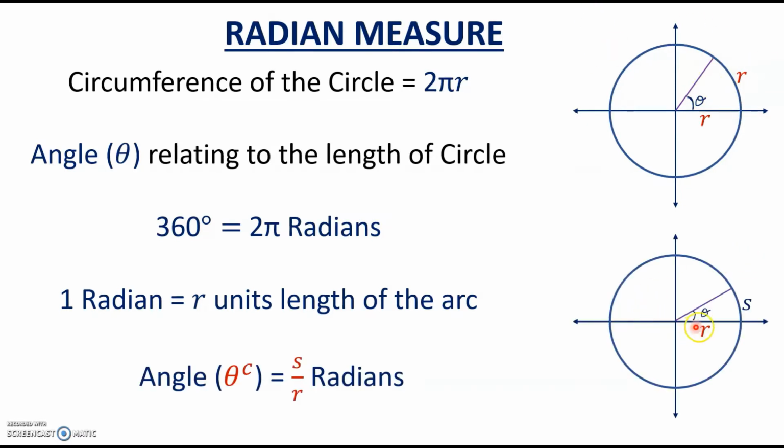Let's assume an angle theta, and let's assume that this length here is equal to s. Then this angle in measure of radian would be nothing but s divided by r, which is the radius. So, in other words, the angle theta in radians, marked by the c here, is equal to s, the arc length, divided by r, the radius of the circle.